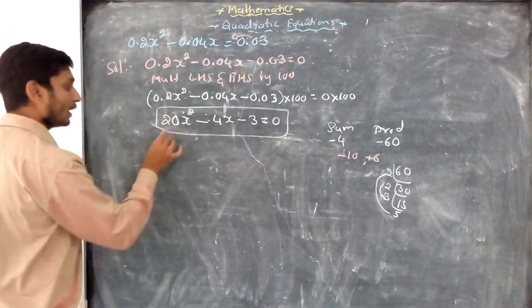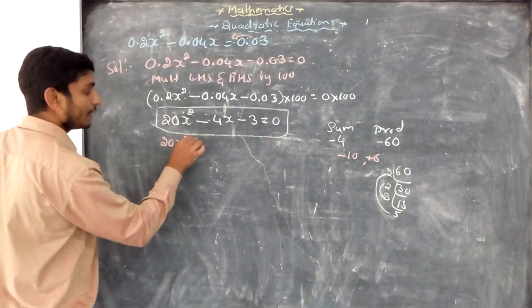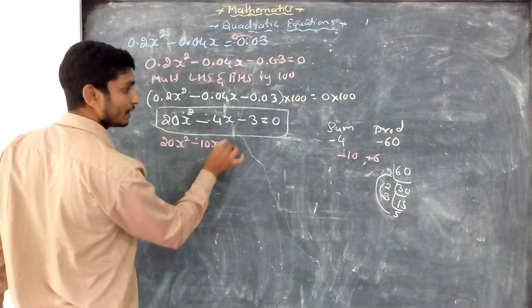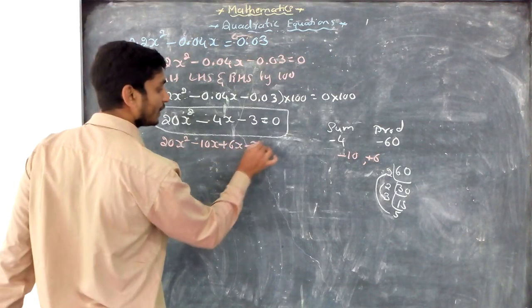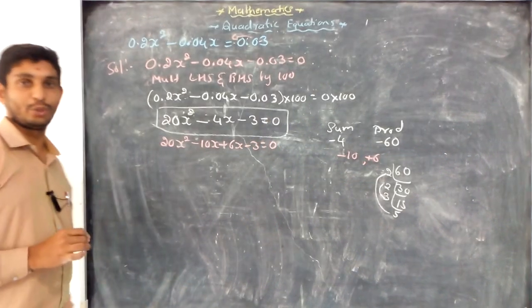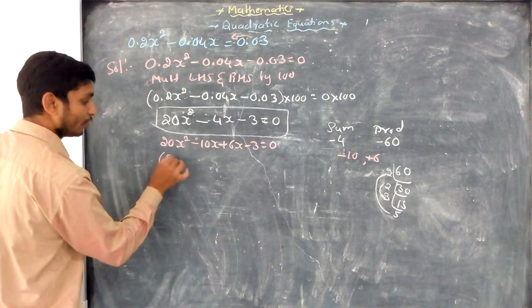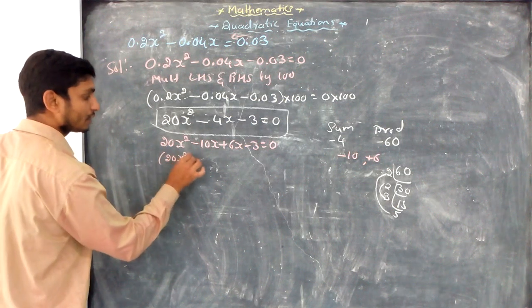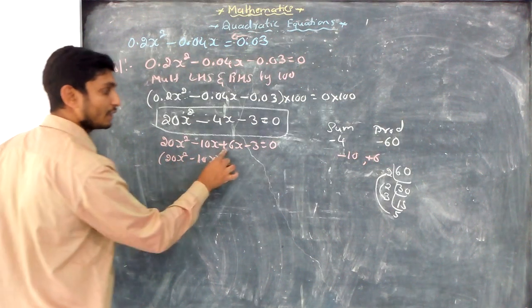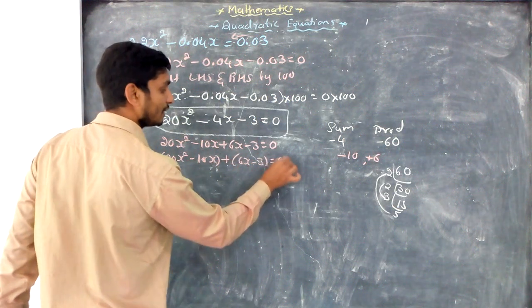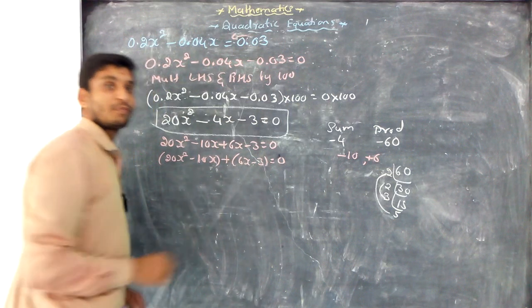Now write this by splitting the middle term, that is 20x squared minus 10x plus 6x minus 3 equals 0. Now as usual go for grouping. Plus and minus are there, but take plus outside: 20x squared minus 10x, plus and minus is there, take plus outside, that is as it is, 6x minus 3 equals 0.